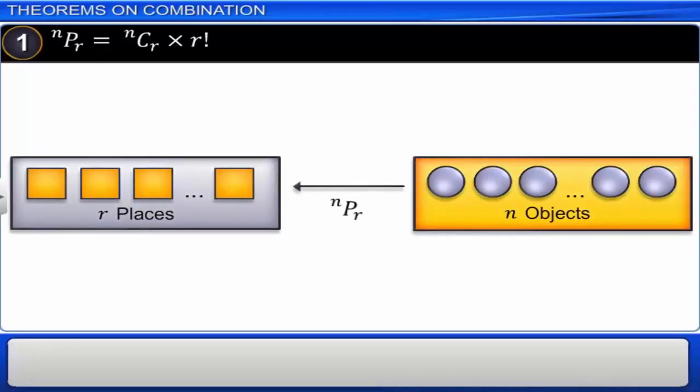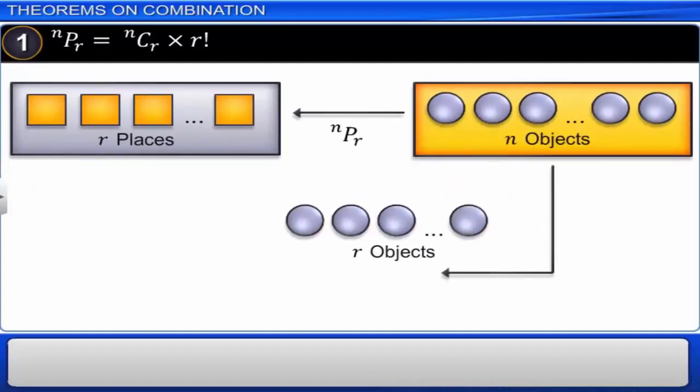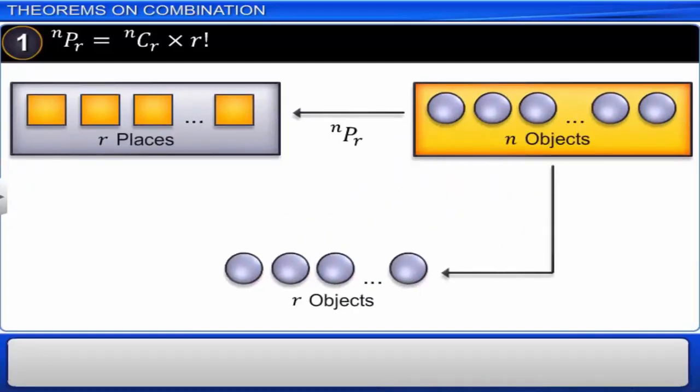Here, we can see that the process is of two events. The first event is selecting r objects from the given n objects. The second event is arranging these r objects in r places. The first event of selecting r objects can be achieved in nCr ways. The second event of arranging r items in r places can be done in r factorial ways. Using the multiplication rule, the whole process is equal to nCr multiplied by r factorial. Therefore, nPr is equivalent to nCr multiplied by r factorial.